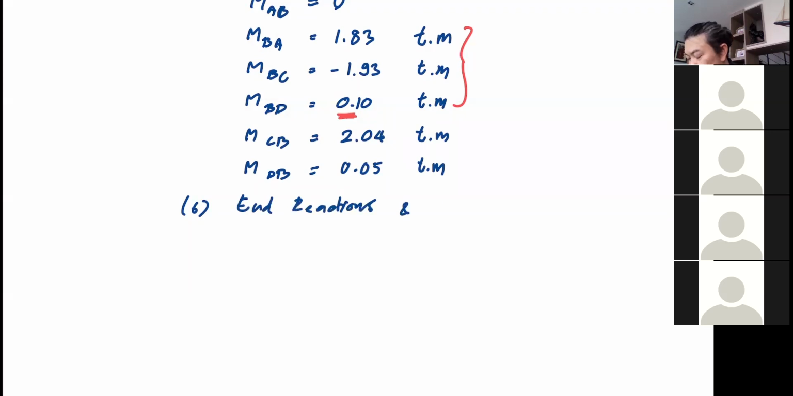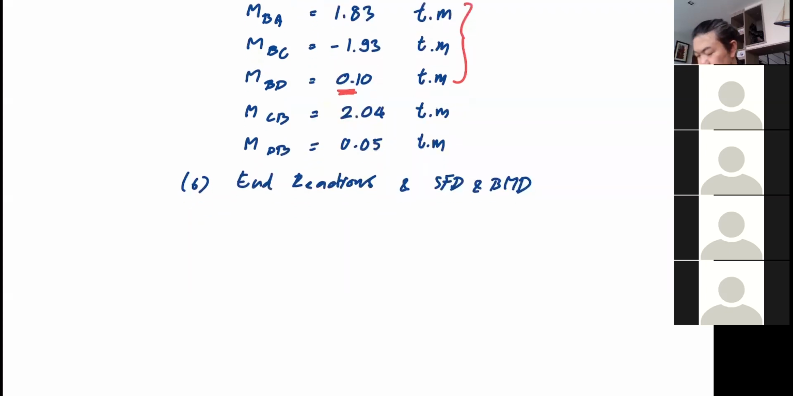And SFD and BMD, add that as well. So we have for member AB, because MBA is 1.83, and you have the load 4 tons here. You can do a simple calculation, but let me not repeat that, okay? And the final number here is 2.06. The same procedure that you can repeat, 1.94. And the shear force diagram is just going to look like this.